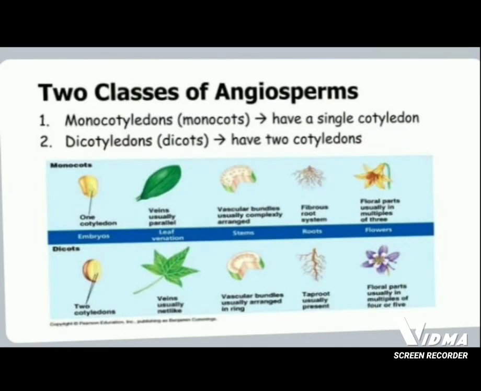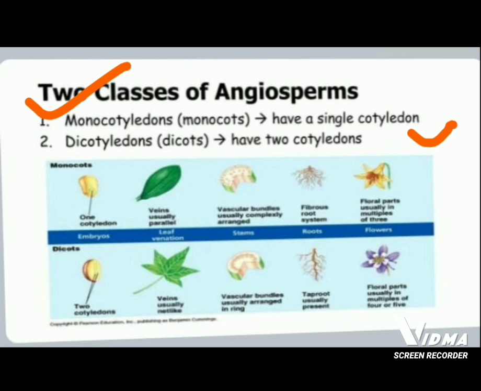The angiosperm has two classes, monocotyledons and dicotyledons. The monocotyledons are also called monocots and the dicotyledons are also called dicots. First of all, the monocotyledon has a single cotyledon, the stem vascular bundles are scattered, and the roots are adventitious. In the dicot, the vascular bundles are in a ring and the root develops from the radicle.